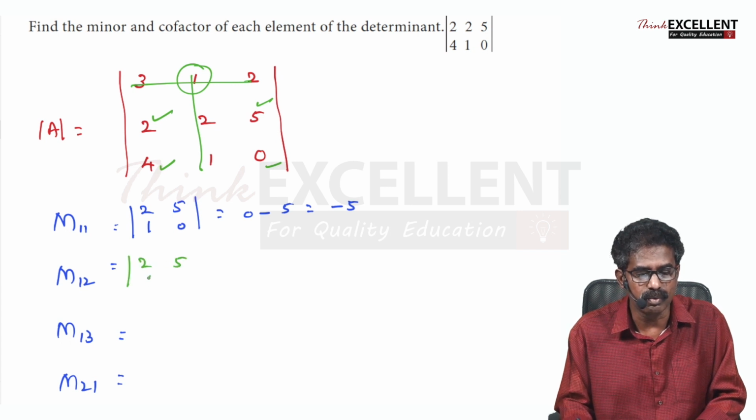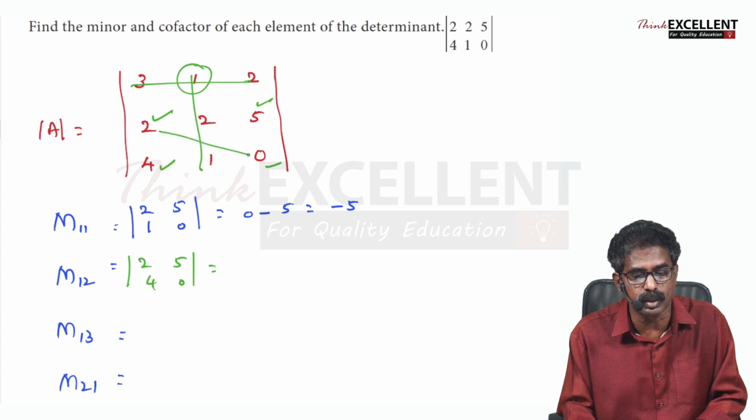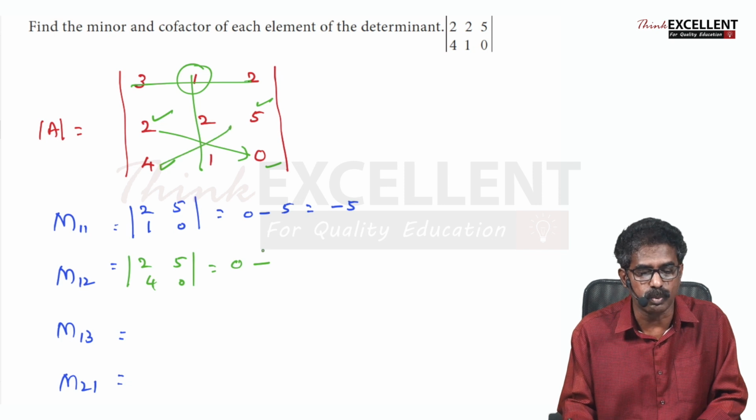2, 5, 4, 0. Even without writing this step you can do it. So multiply 2 into 0, right? 2 into 0, 0 minus 4 into 5. It is what? 20. So the answer is minus 20.